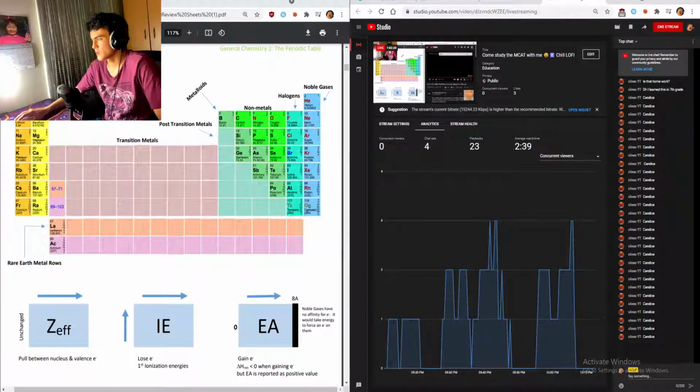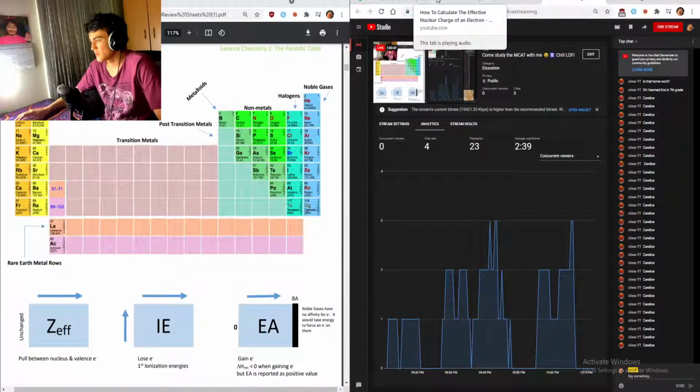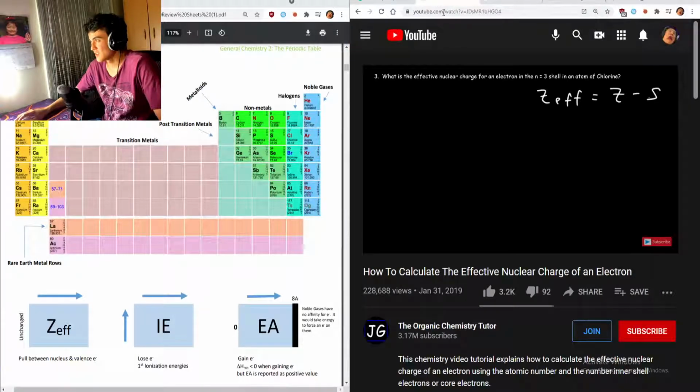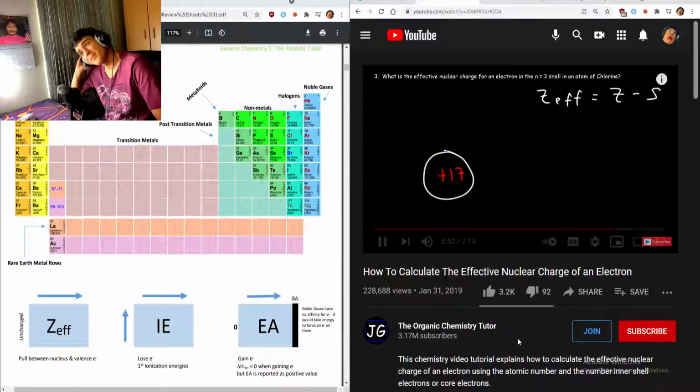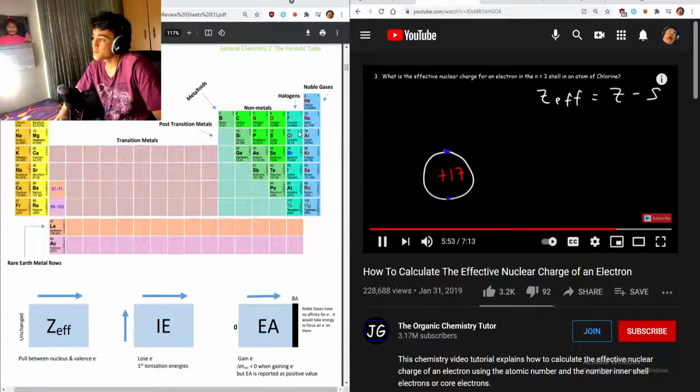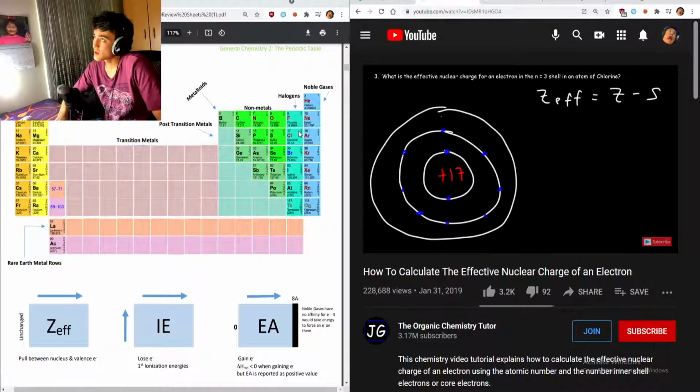What is the effective nuclear charge, let's say, for an electron in an atom of chlorine in the third shell? So let's begin with the formula. Now, what is the atomic number of chlorine? Chlorine has an atomic number of 17. And so there's 17 protons in its nucleus. The first shell has 2 electrons. Then it's 8. Now the third shell, the last shell, has the remaining 7 electrons. So those are the 7 valence electrons in chlorine.